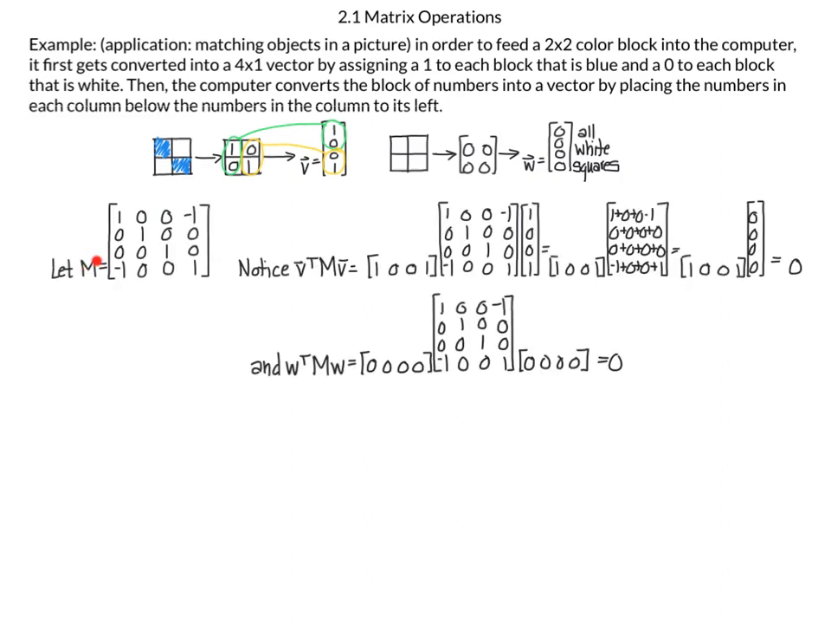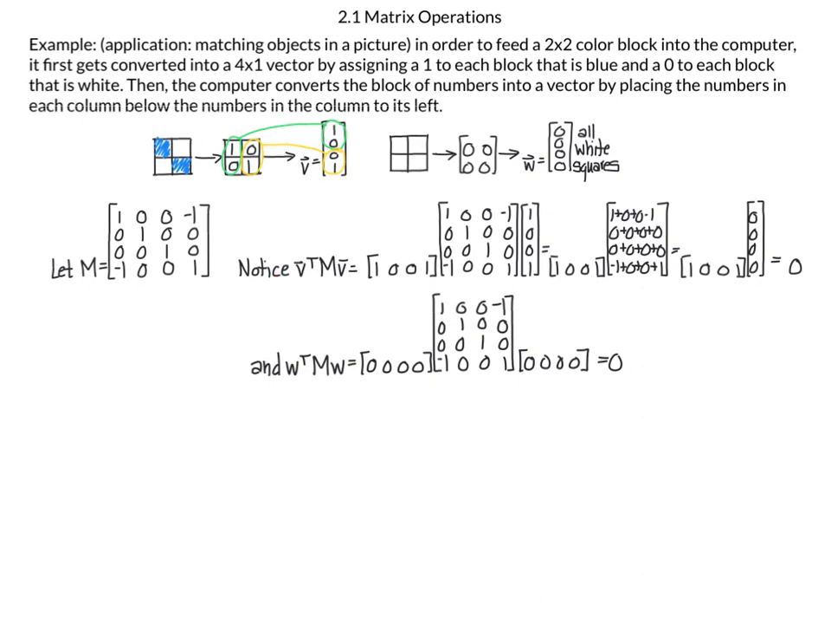So we're going to let the matrix M equal [1, 0, 0, -1; 0, 1, 0, 0; 0, 0, 1, 0; -1, 0, 0, 1]. This matrix, we're going to call it M because it's magic. In other words, no one told us how we got it. It just appeared. So this is the magic matrix here.